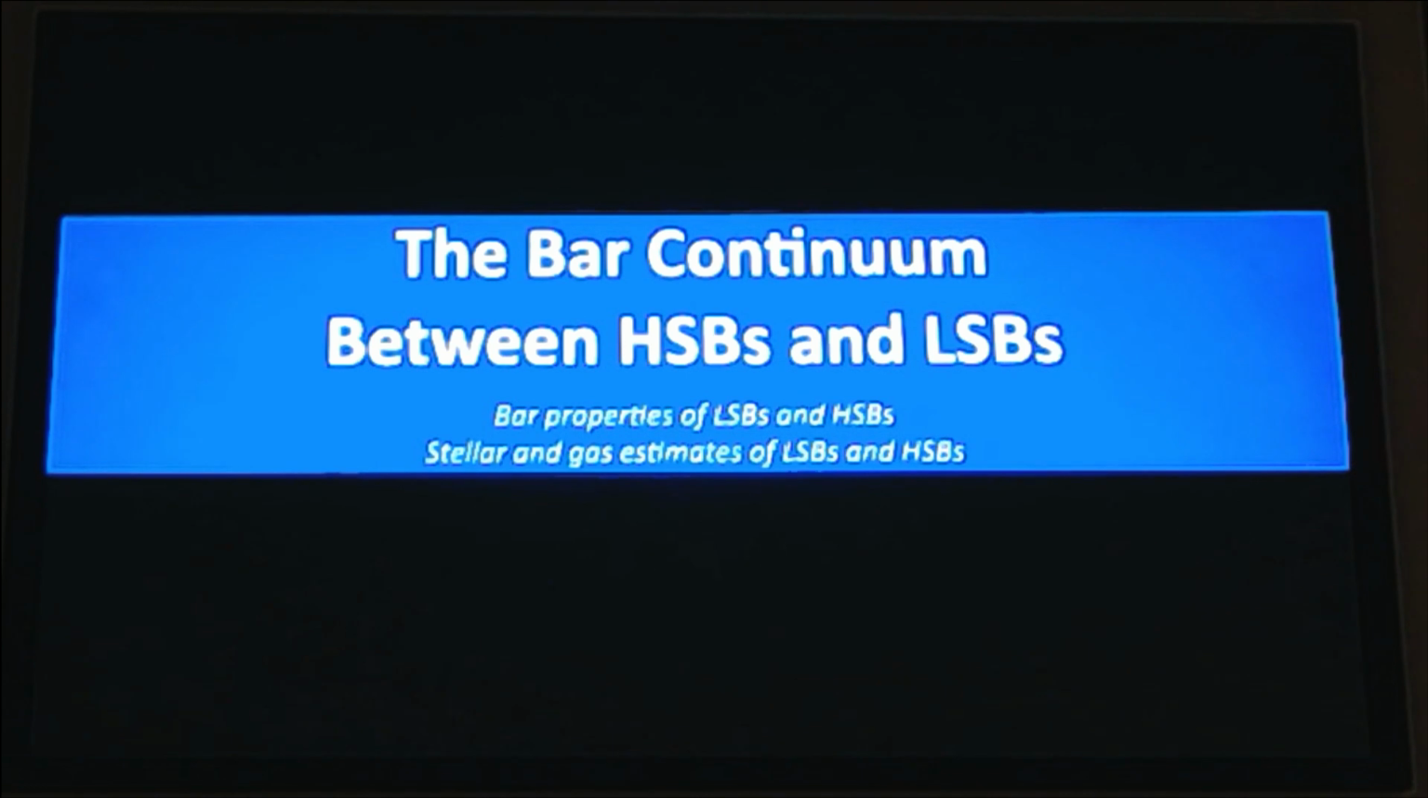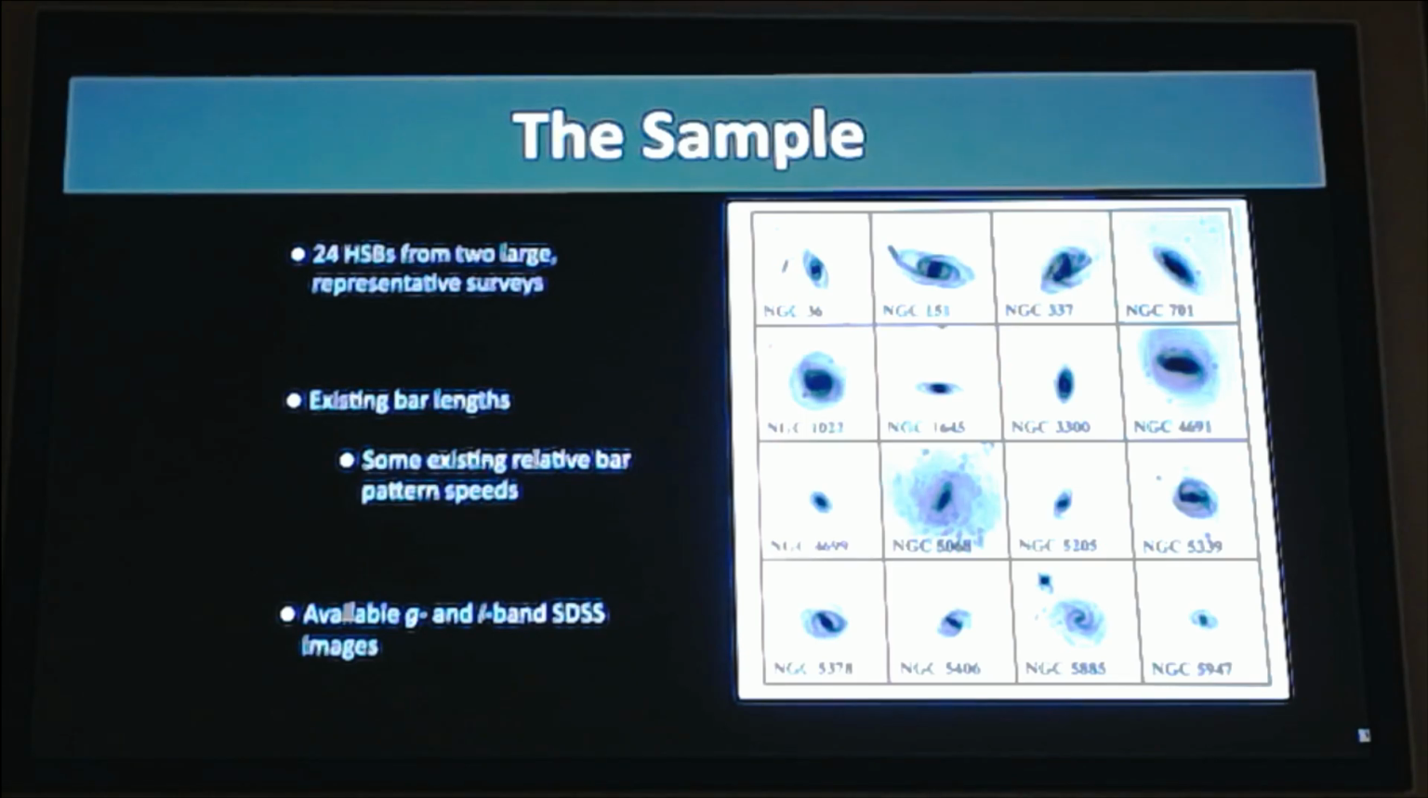So now that we have the bar properties of our low surface brightness galaxies, we can now assemble a sample of HSBs to see how bar properties change as a function of surface brightness. To do that, we assembled a sample of 24 HSBs from 2 very large representative surveys. And to make sure that they are in fact HSBs, there are transformation equations from the Sloan system to the Johnson system, so we can see what the central surface brightness is for these galaxies.